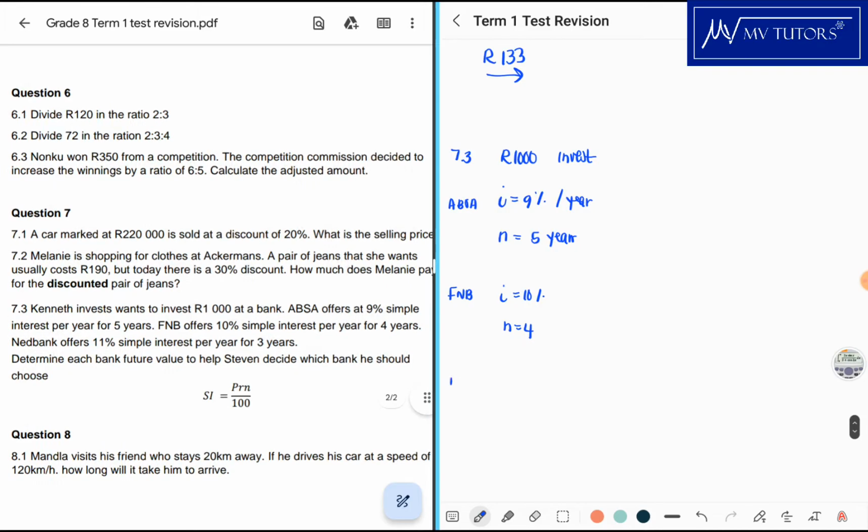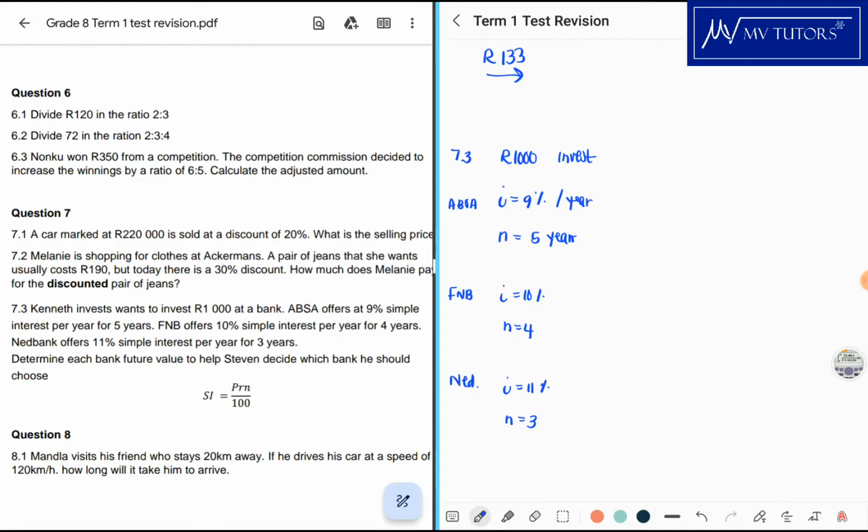Nedbank, what does Nedbank offer? Nedbank offers 11% per annum, simple interest for 3 years. So you see, as the interest rate increases from ABSA to FNB to Nedbank, the number of years decreases. Now they're asking: determine each bank's value to help Stephen decide which bank he should choose.